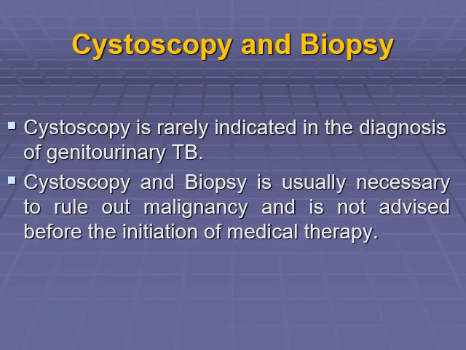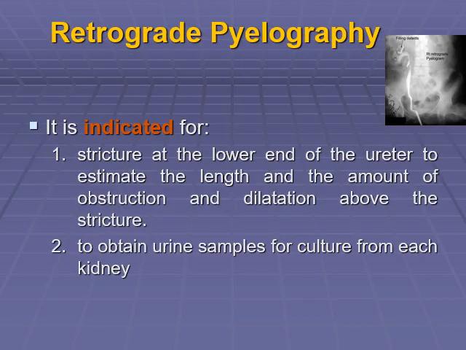Cystoscopy and biopsy: cystoscopy is rarely indicated in the diagnosis of genitourinary tuberculosis. However, cystoscopy and biopsy is usually necessary to rule out malignancy, and it is not advised before the initiation of medical therapy. How about retrograde pyelography?